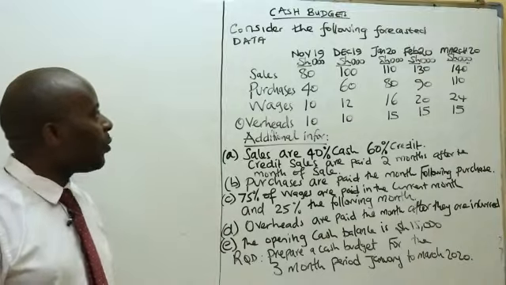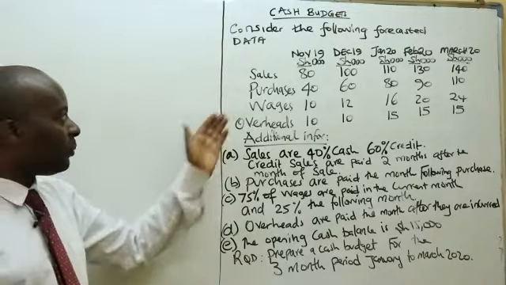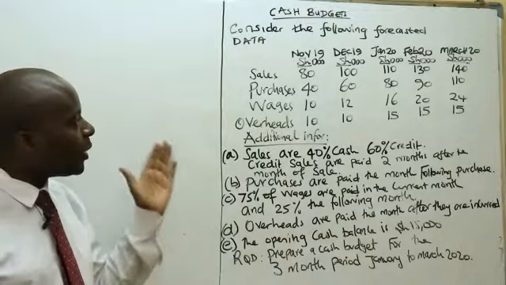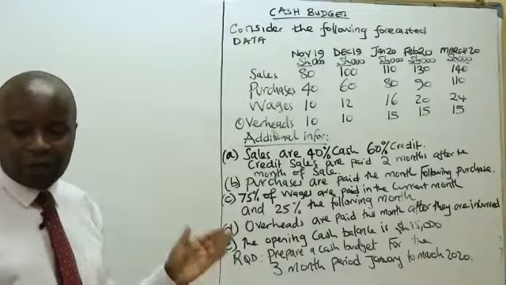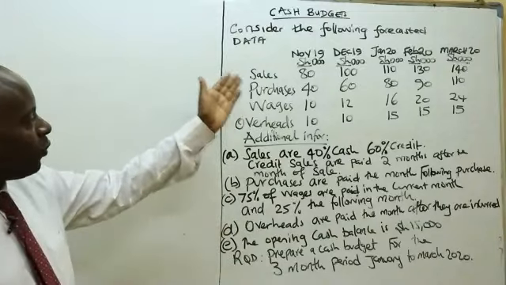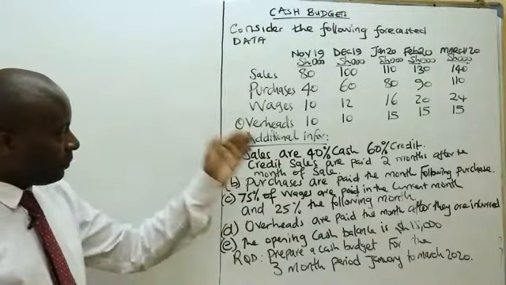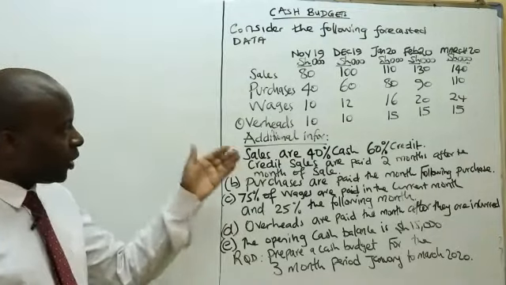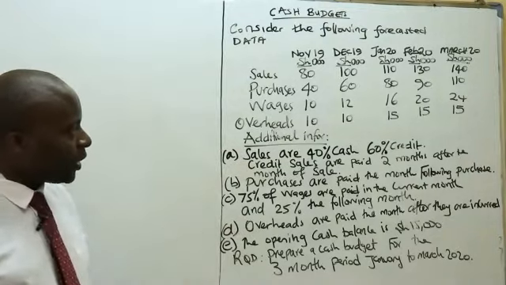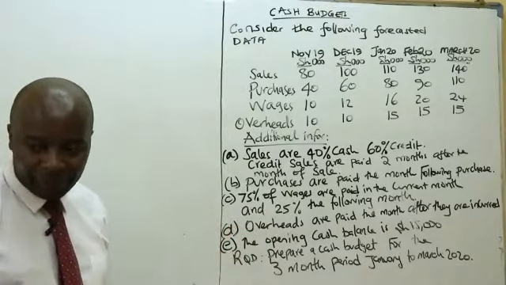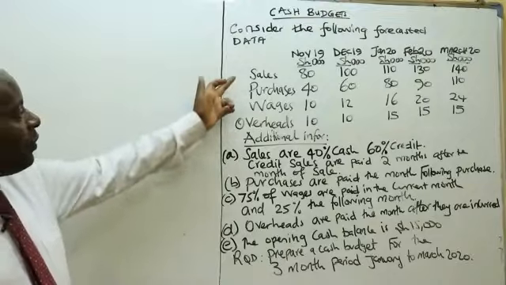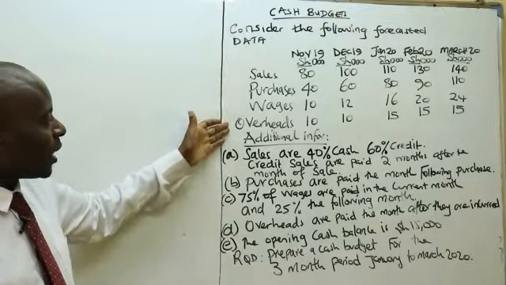So we are given a question here for cash budget. We are told, consider the following forecasted data. They have given us sales for November 2019, December 2019, January 2020, February 2020, and March, the last one, 2020. Ladies and gentlemen, they have given me sales, purchases, wages, and overheads.